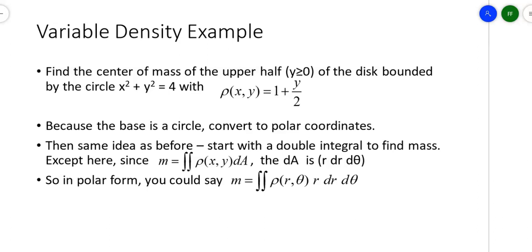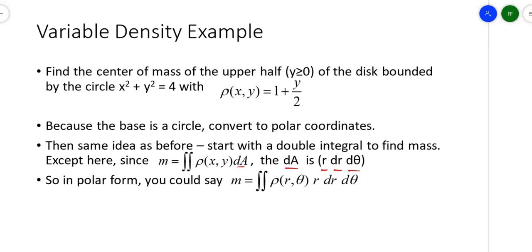Now, when you do that double integral to find mass, you'll still do a rho of xy, except now your dA is actually your r dr d theta, because that's what the calculation is in polar form. So that dA turns into your r dr d theta. So in polar form, you've got your rho of r theta, not xy, r theta, r dr d theta. So this is the double integral that we need to set up.